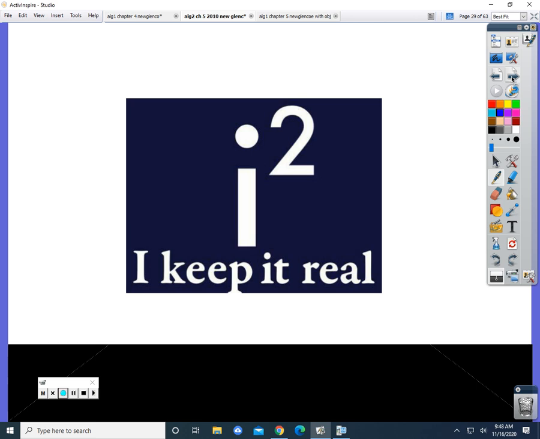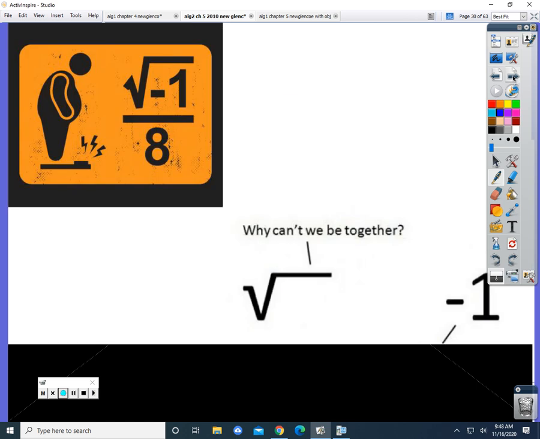And this is some funny memes I have found. i squared, I keep it real. And here, with Thanksgiving coming up, square root of -1 is i over 8. Person's on the scales. And then this one, why can't we be together? You can't put that with this because it's complex.